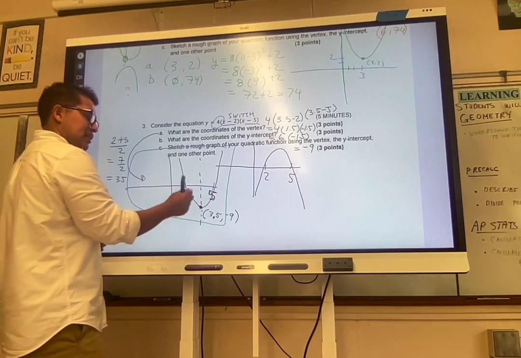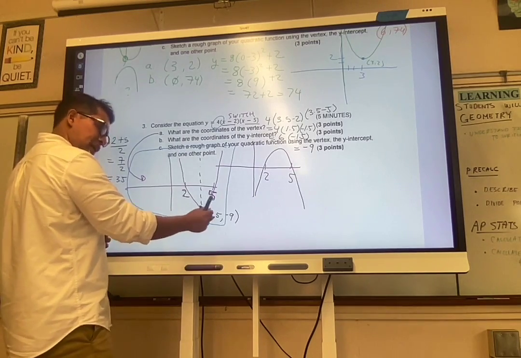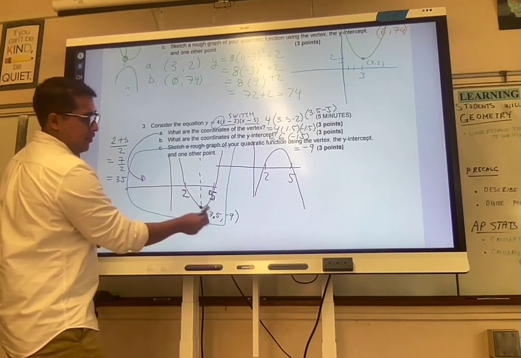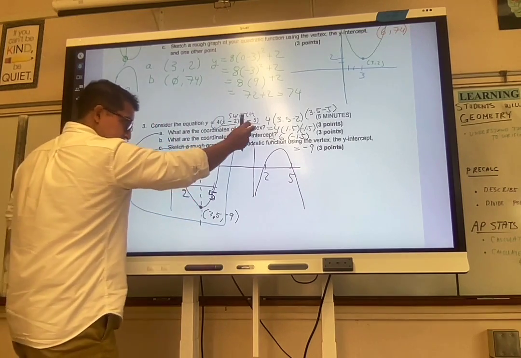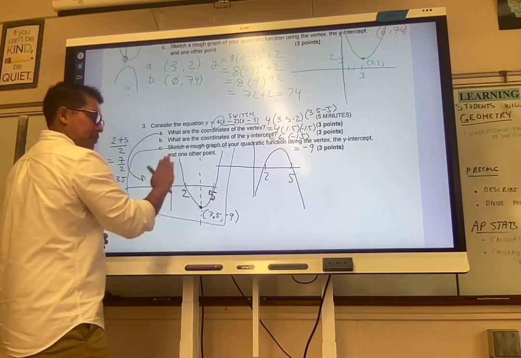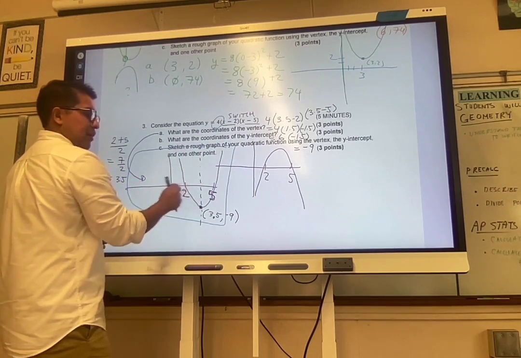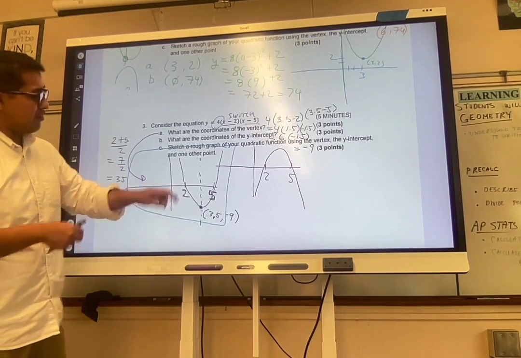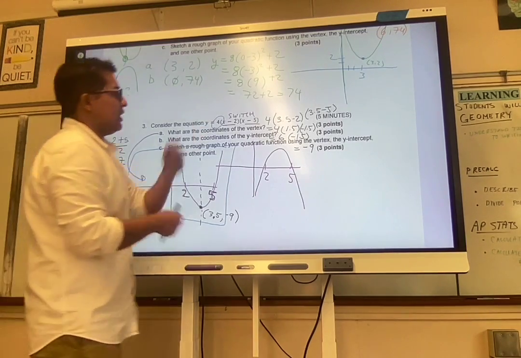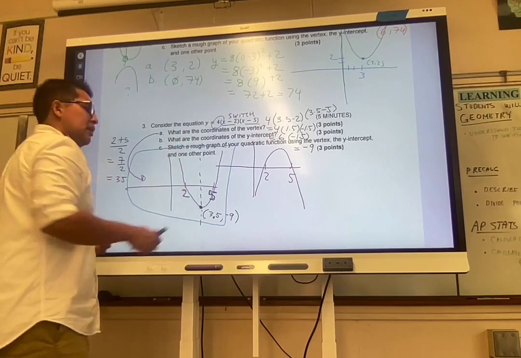What's the coordinate of the vertex? It's 3.5 comma negative 9. Again, the way we found the x-coordinate is that the x-coordinate of the vertex is the halfway point of the line of symmetry. So we found the midpoint between 2 and 5. You find that by adding the numbers together, dividing in half, and then taking that number and plugging it into the equation.